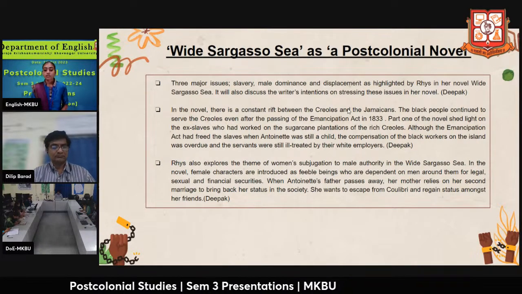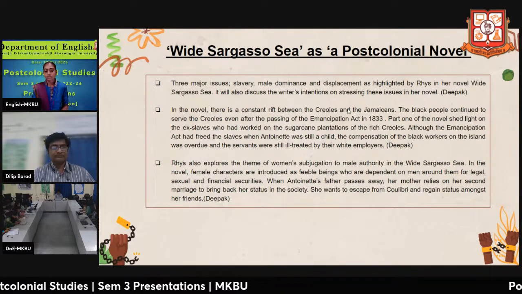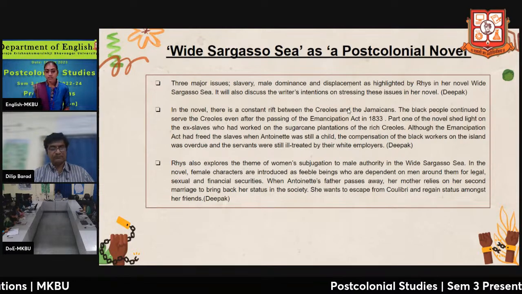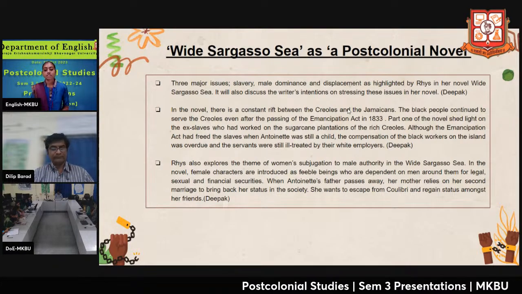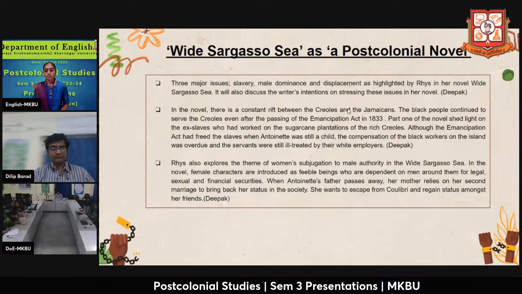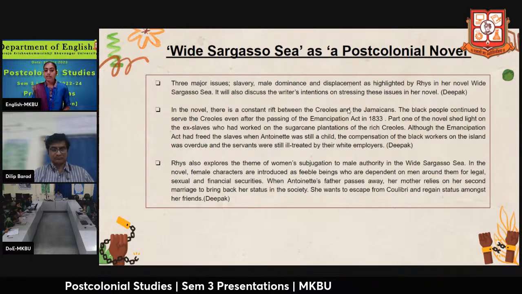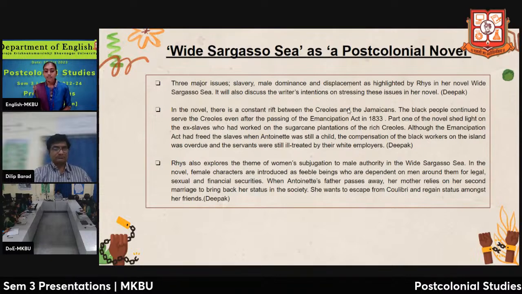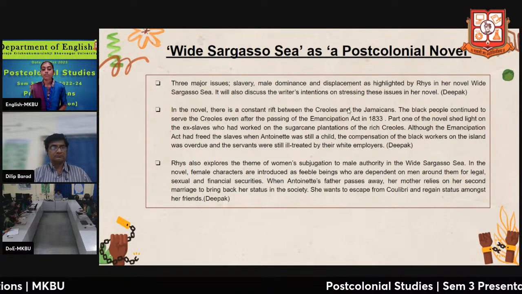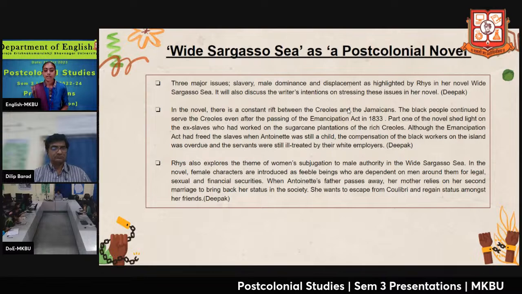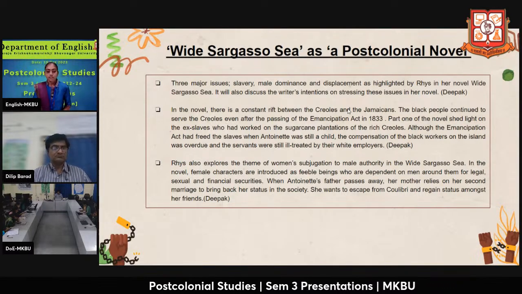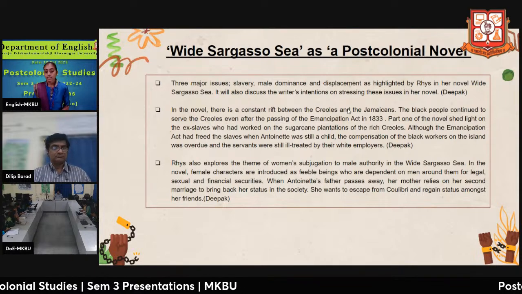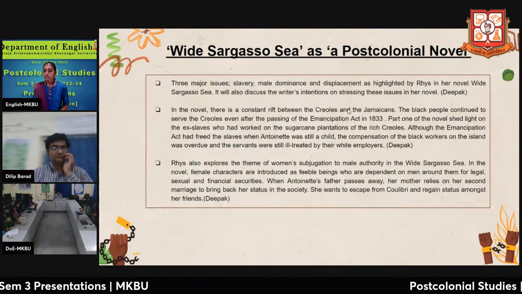Part one of the novel sheds light on the ex-slaves who had worked on the sugar cane plantations of rich Creoles. Although the Emancipation Act had freed the slaves when Antoinette was still a child, compensation of black workers on the island was overdue, and the servants were still badly treated by their white employers.